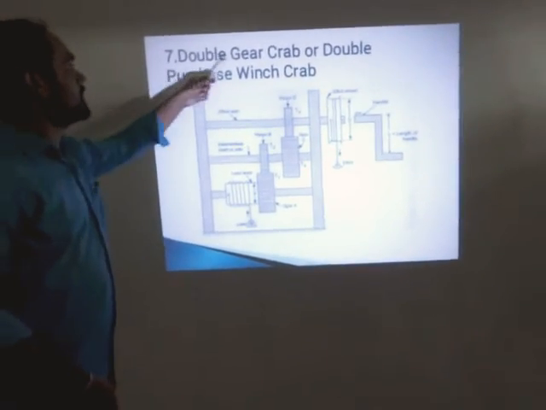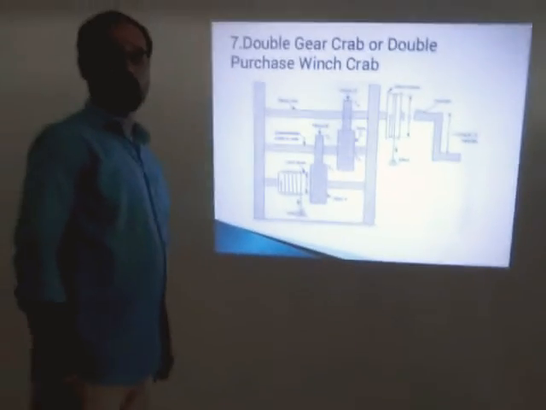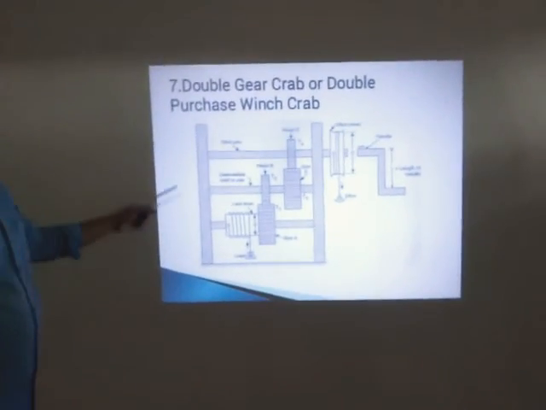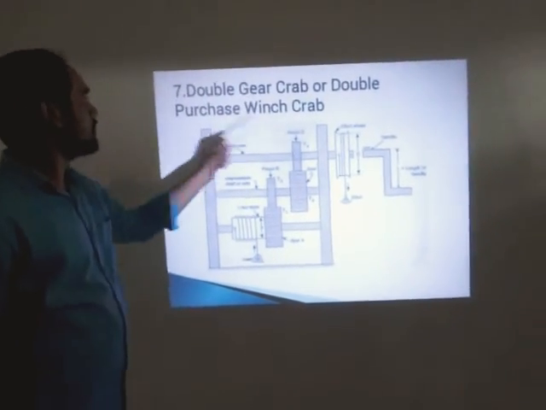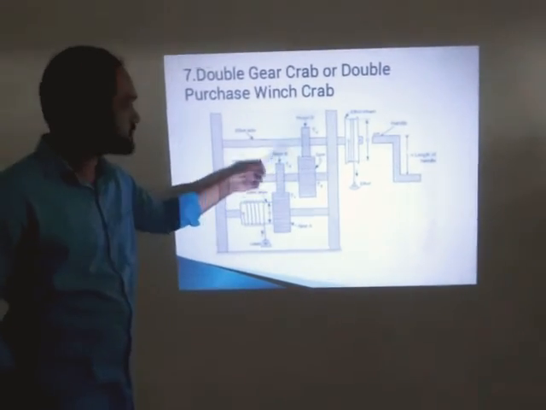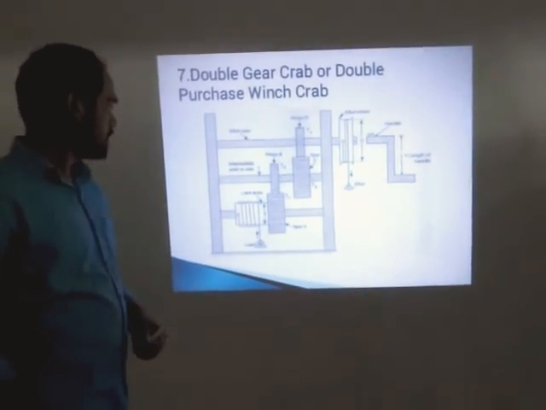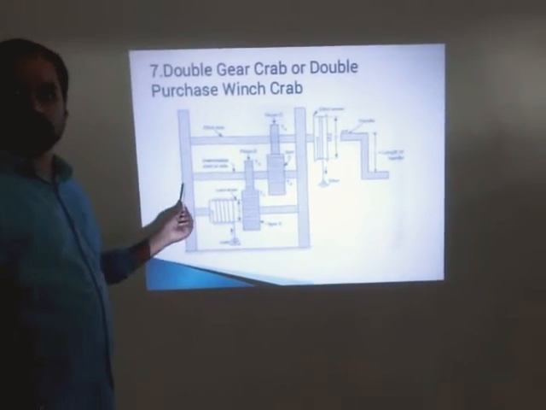This is a double purchase crank. Next machine is a double purchase crank. It is also called double gear crank or double purchase crank. Here two gear sets are there, hence it is called double purchase crank. The mechanism is like that of the single purchase crank.